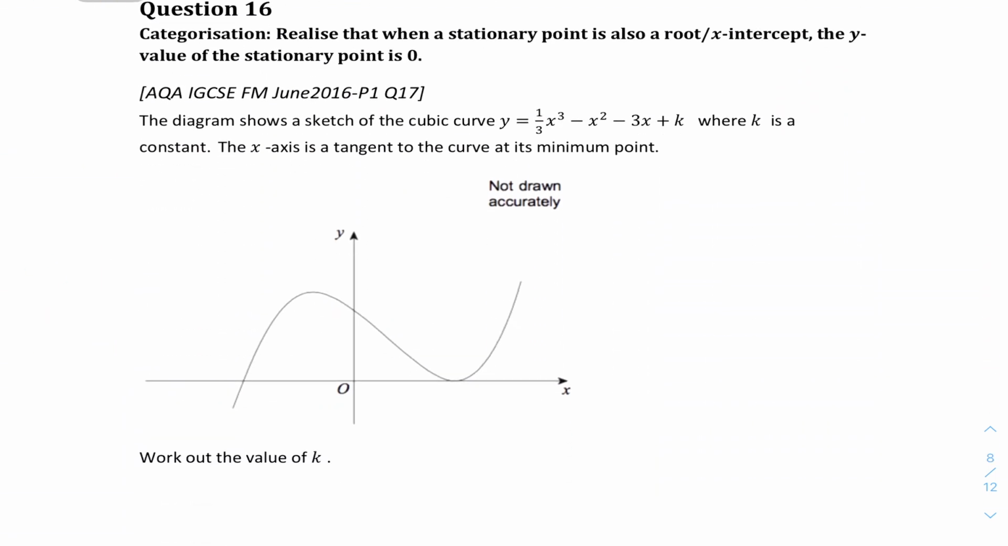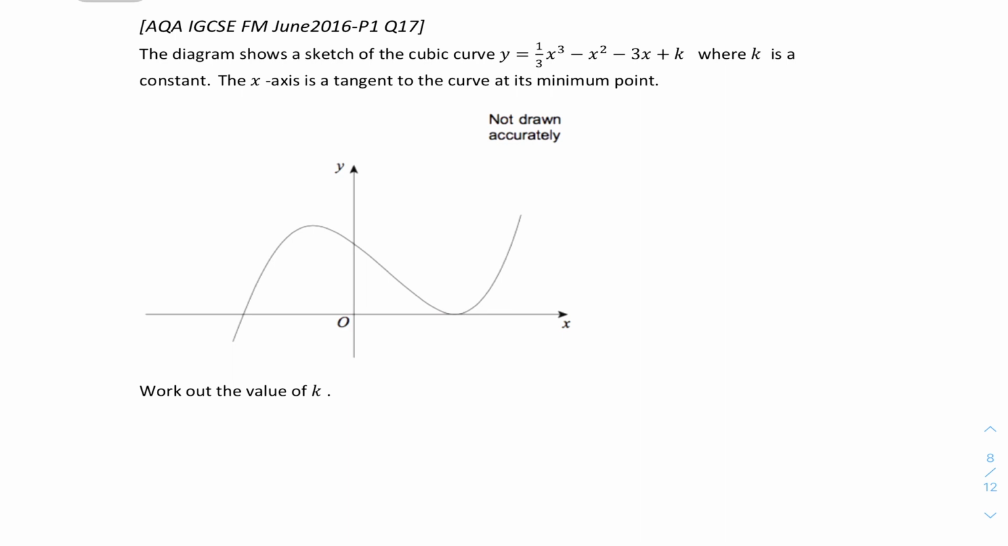And question 16. The diagram shows a sketch of the cubic curve y equals 1 over 3 x cubed minus x squared minus 3x plus k, where k is a constant, and the x-axis is a tangent to the curve at its minimum point. Work out the value of k. So we know that this right here is a minimum point, and this is a maximum point. So let's just differentiate the function first.